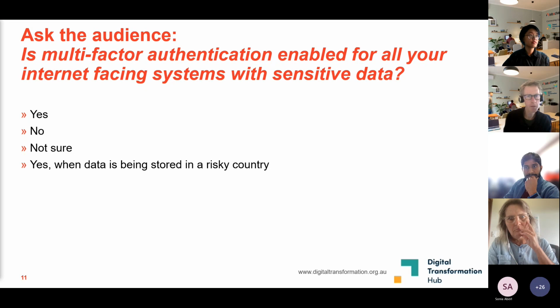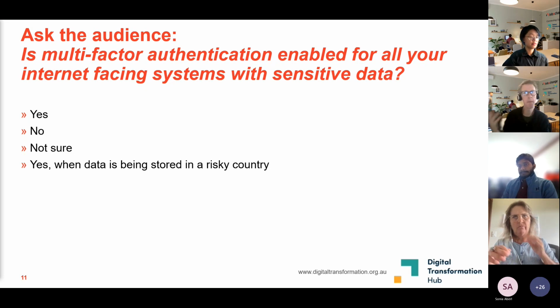So we're getting pretty good results. This is very positive. About 2/3 are reporting yes, MFA is enabled for all internet-facing systems with sensitive data. From our perspective, that will include your email system, whether that be Microsoft 365, Google Workspace, or some other email system, which often includes files and collaboration features. I've just picked those two because they provide great non-profit discounts and options.